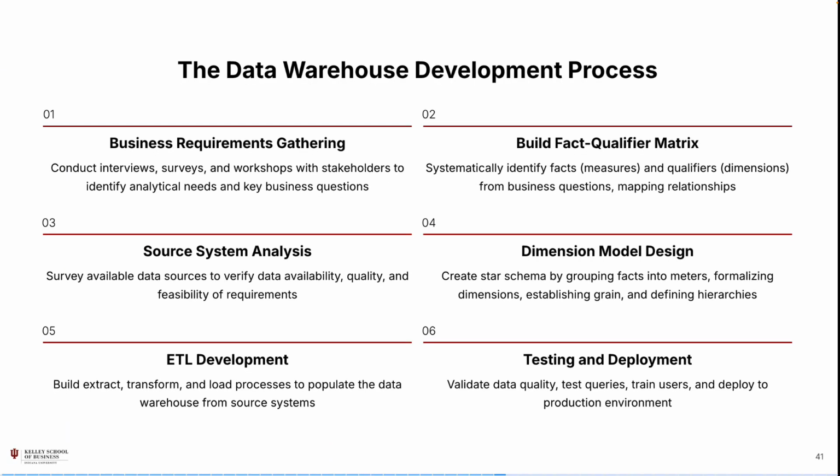Building a data warehouse follows a systematic process. We start with business requirement gathering, and then we build the Fact-Qualifier Matrix to map the needs. Then we conduct source system analysis, the reality check. Next is dimension model design, followed by ETL development, and finally testing and deployment.